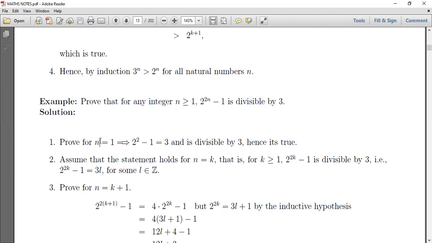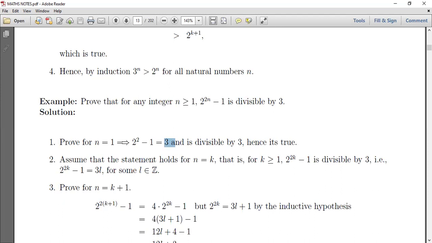We may want to prove that it is true for n equal to 1. So where there is n here, we put 1. If I put 1 there, that's 2 times 1, which is 2 to the power 2 minus 1, which is 4 minus 1, that's 3. And since 3 is divisible by 3, hence it is true for n equal to 1.